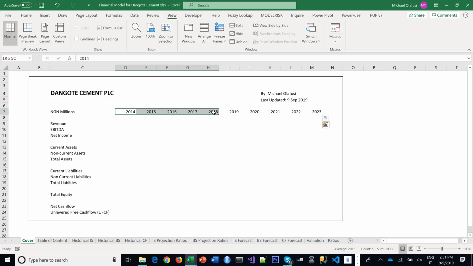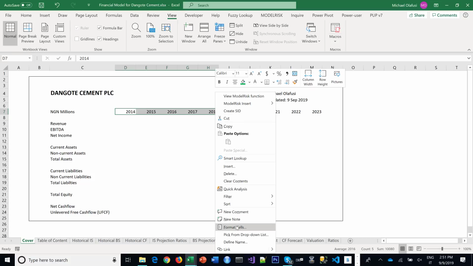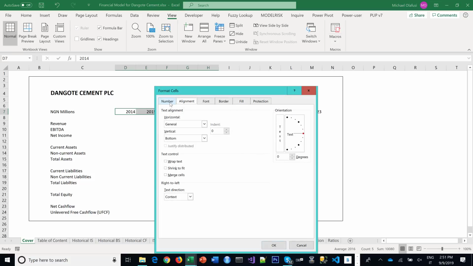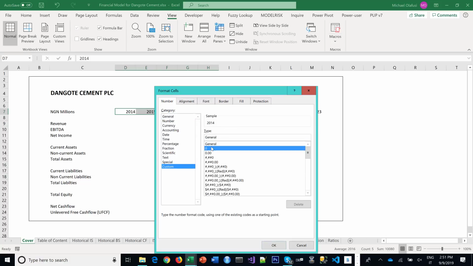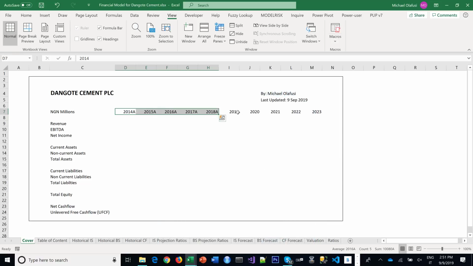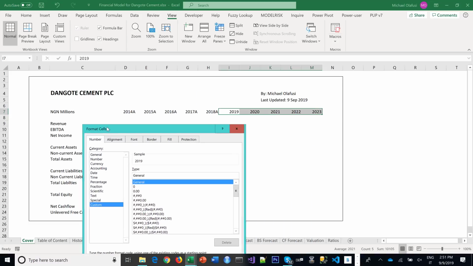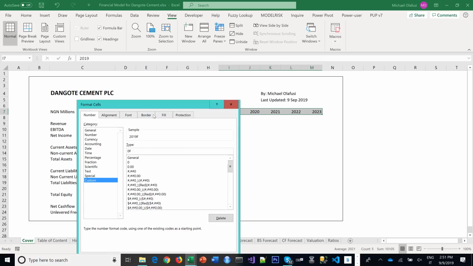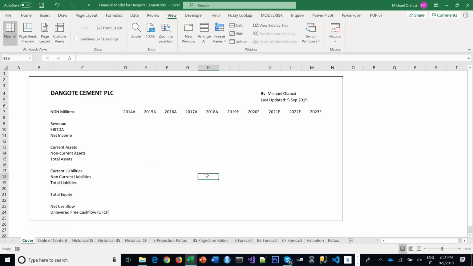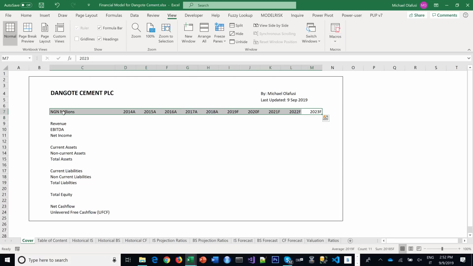Then I can let you be aware that these are actual years. So one quick way of doing that is I go to format cells, I go to number, I go to custom format, and I say you should put an A in front of it, so it makes it easier for you to know that those are actual years and these are my forecast years. So for my forecast years, I also go to custom, and then I pick this 0, I put an F in front, so that way you can easily know which are the actual years and which are the forecast years. And then I'm going to make this bold.